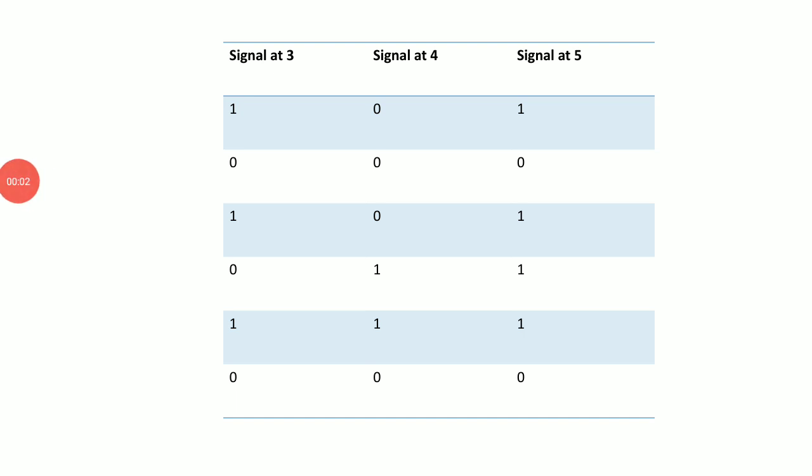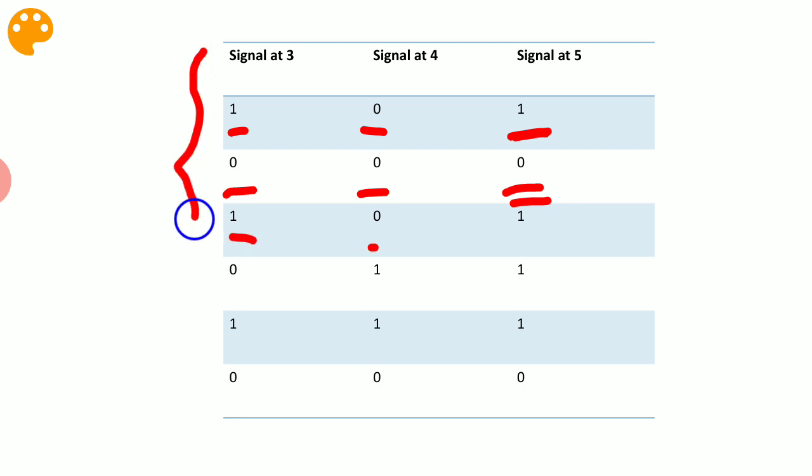Here I have tabulated the values of the signals at point 3, point 4 and point 5. So when the signal at point 3 is 1 and the signal at point 4 is 0, the output was 1. I have just taken the values from those timing signals and tabulated them in this manner. So which gate functions like this? 1 plus 0 is 1, 0 plus 0 is 0, 1 plus 0 is 1, 0 plus 1 is 1, 1 plus 1 is 1. Clearly this gate is functioning as an OR gate.